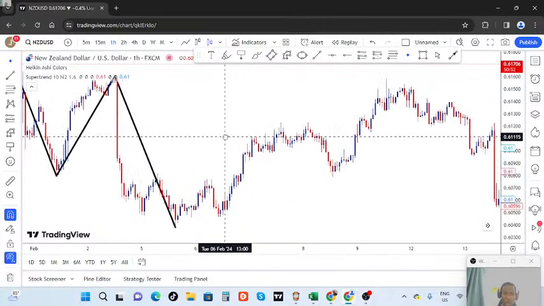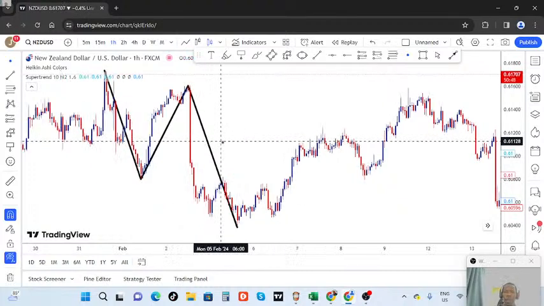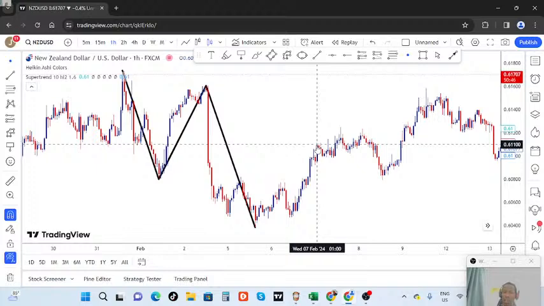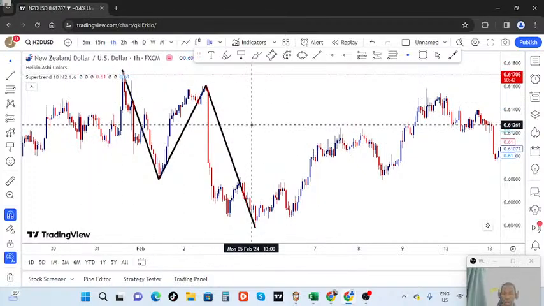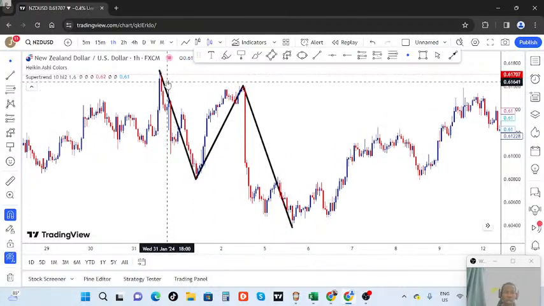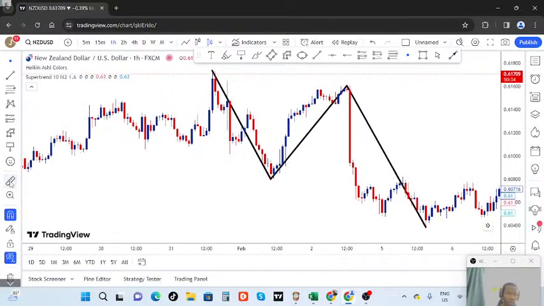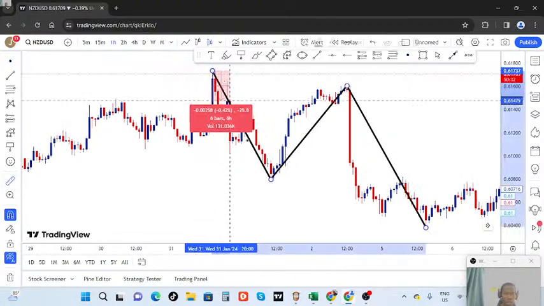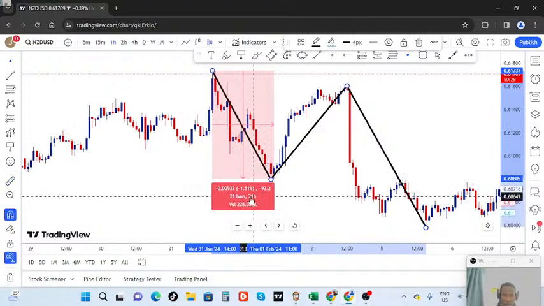All right, and another thing I want to share with you guys is that extensions are always longer. Like I said in my previous video, extensions are always longer than retracement. Correction is longer than impulse. If you want us to, we can measure it. We can just take the line, measure, and look at what we got.